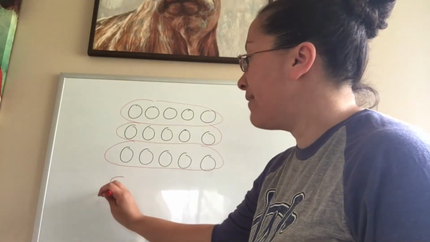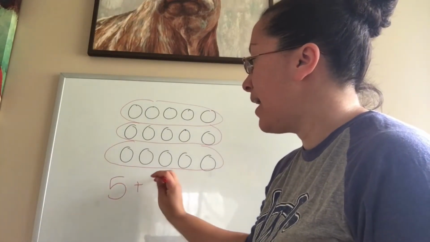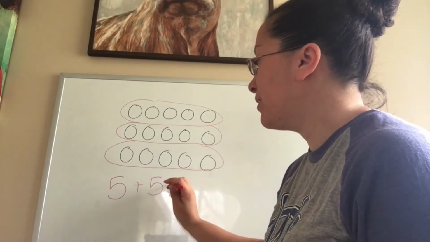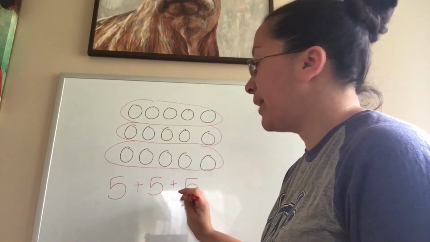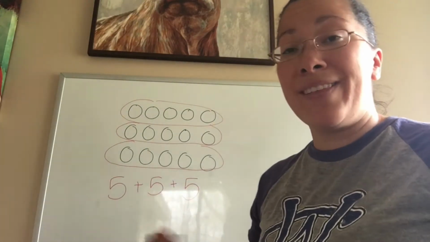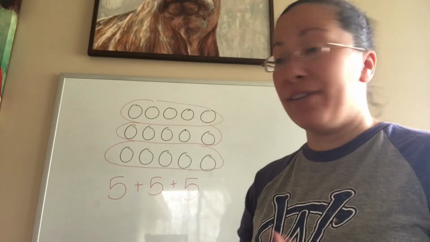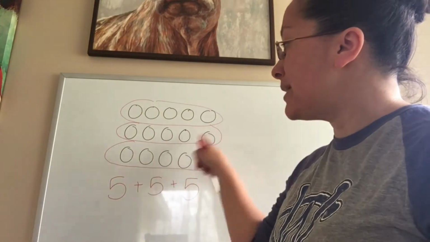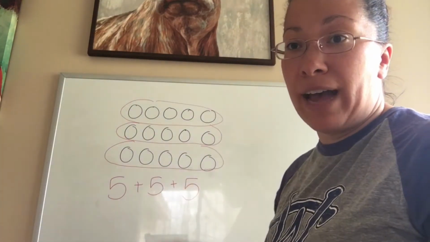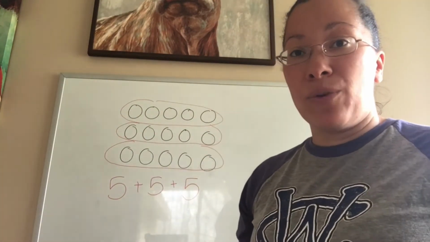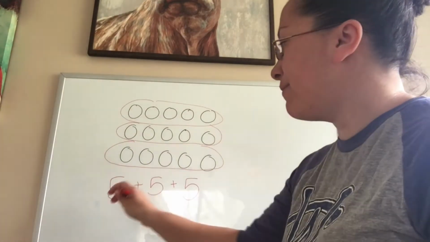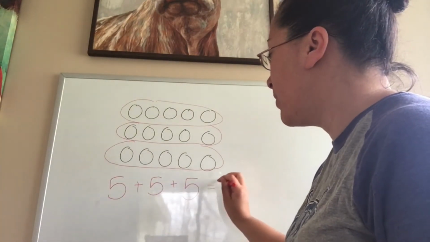So I know I have 5 in row 1, 5 in row 2, and 5 in row 3. Essentially what this is telling me is that I have 3 groups of 5, right? Here's my first 5, here's my second 5, and here's my third group of 5. That's one way to find the repeated addition sentence, and then we add them up. 5 plus 5 plus 5 we know is 15.